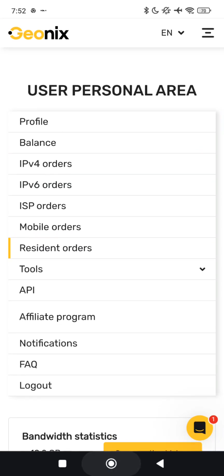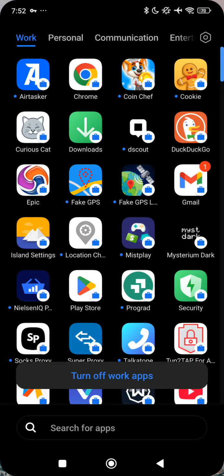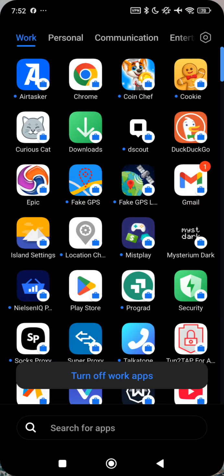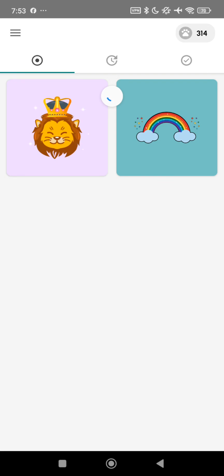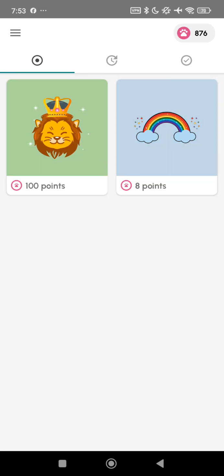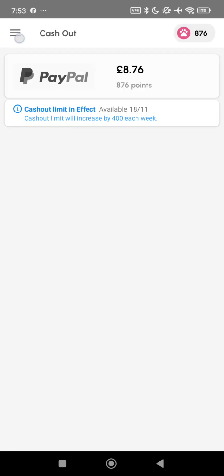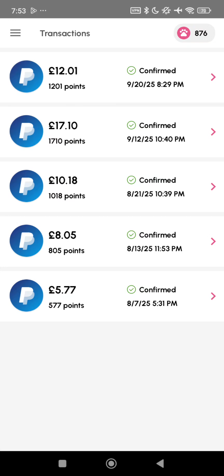So you can see. Let me give you an example of how much I've made. I bought 13 gigabytes. So look at it. I still have 8.7 pounds. So here's the cash out. Sorry, transaction. Here's how much I've made so far. You can see I've made 12.